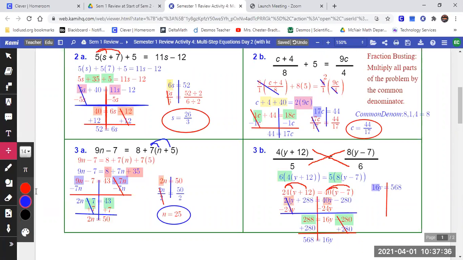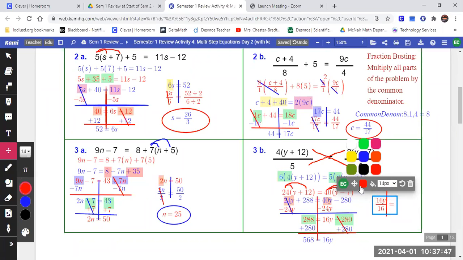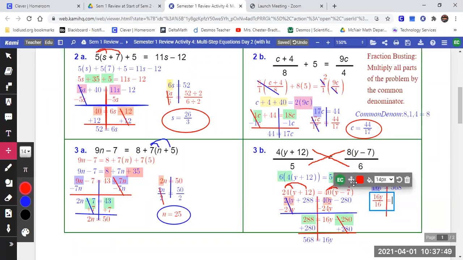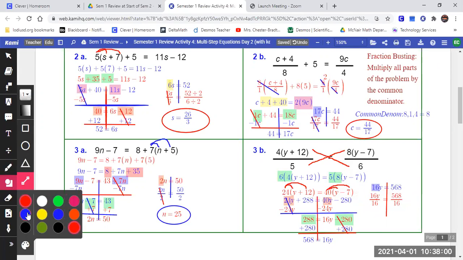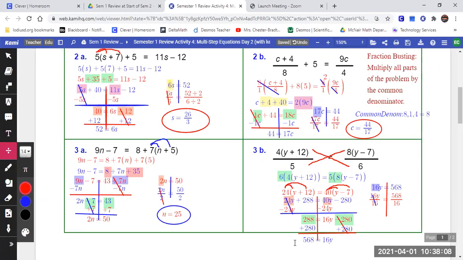Okay, so I'm going to get a 16y that's being divided by 16 equaling our 568 divided by 16. Now, does 16 go into 568 evenly? If it does not, we have to just reduce the fraction. If it does, good. Does 16 go evenly into 568? Use your calculator. No. So we have to simplify the fraction.